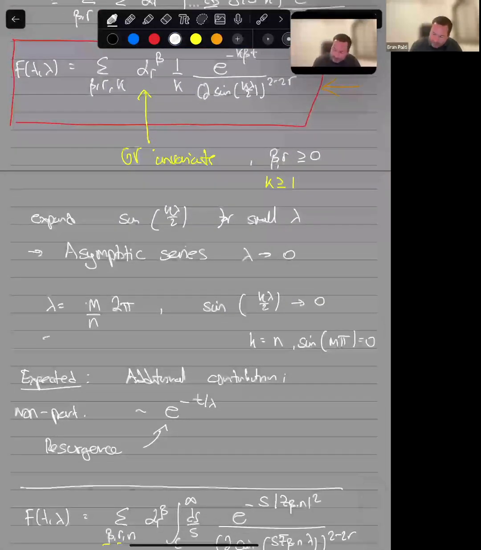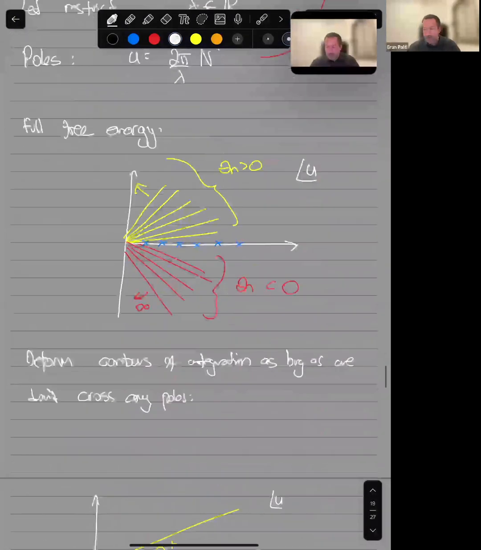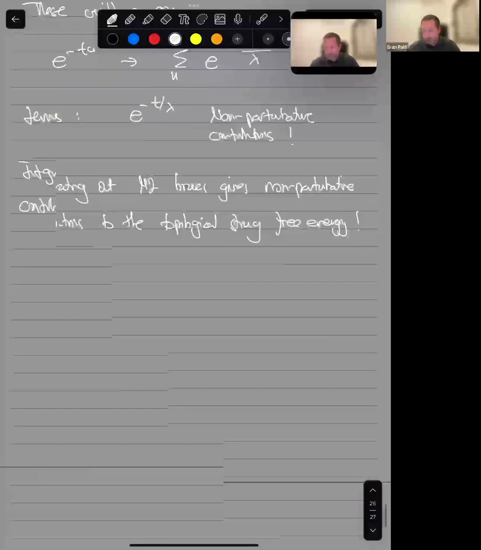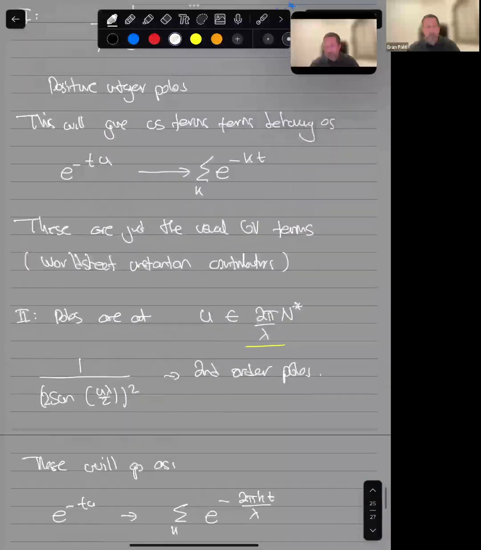This is what we discussed here. If lambda is rational, then we have divergences because this sine is going to 0. But now there's no problem with having rational lambda. All that happens is that sine is going to 0, but that's precisely what these non-perturbative poles are. So the divergences that we were seeing in the asymptotic expression of the original Gopakumar-Vafa expression are nothing but the non-perturbative contributions that we are now picking up in this formulation.